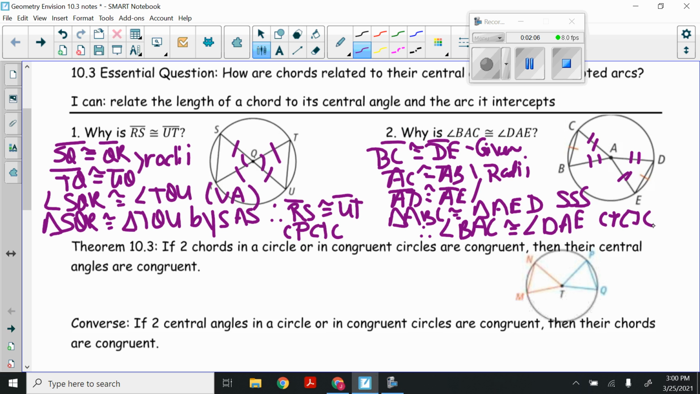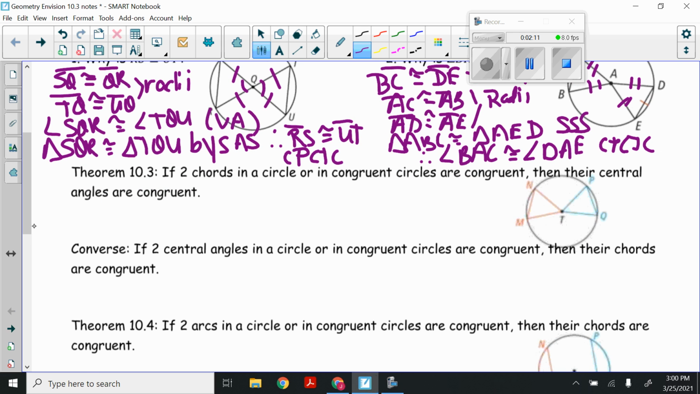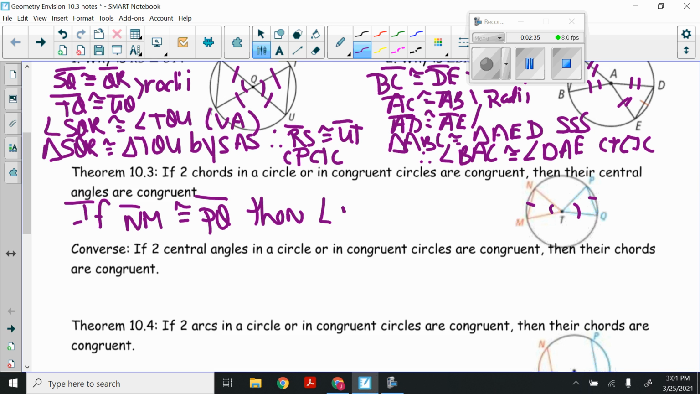All right, so now we have a whole bunch of theorems today to talk about. The very first theorem: if two chords in a circle or in congruent circles are congruent, then their central angles are congruent. So in this picture, if I know that this chord NM is congruent to PQ, then I know that their angles are congruent. Then angle NTM is congruent to angle PTQ.